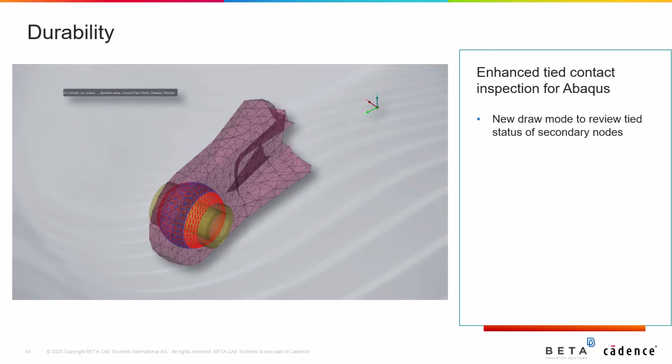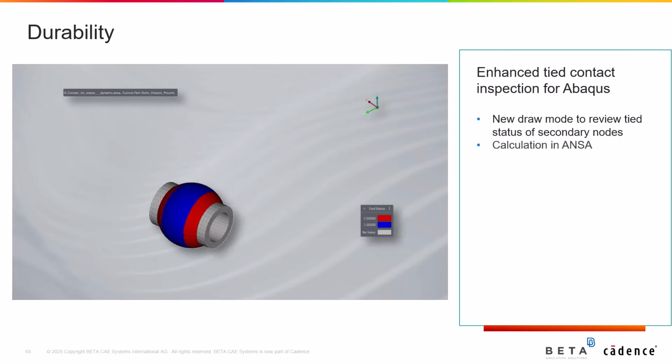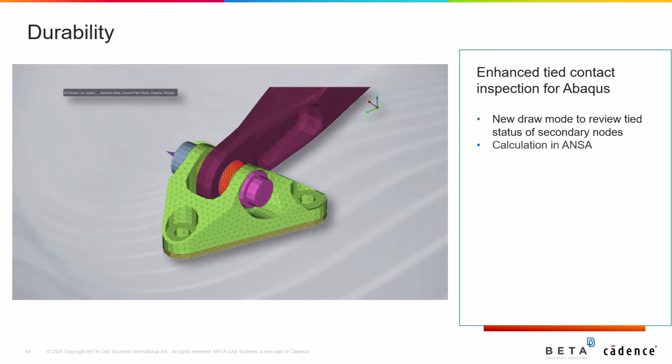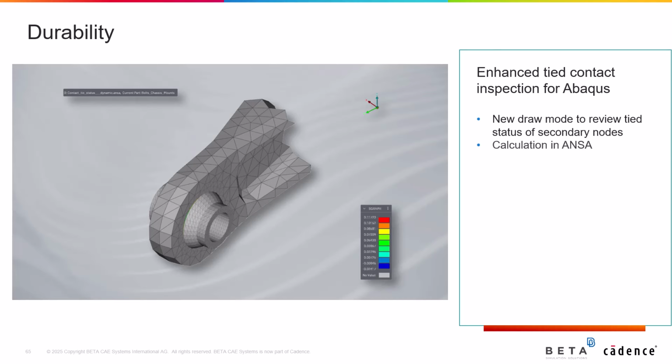In addition, this new visualization mode is also available through the Inspect function. In this case, the tied status is calculated directly within ANSA, eliminating the need to run the Abacus data check. This further streamlines the review process for users.